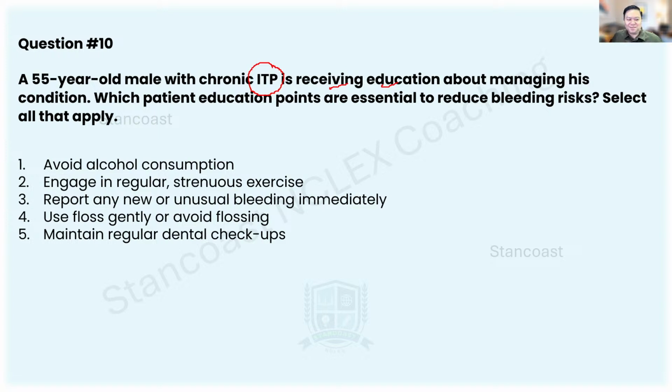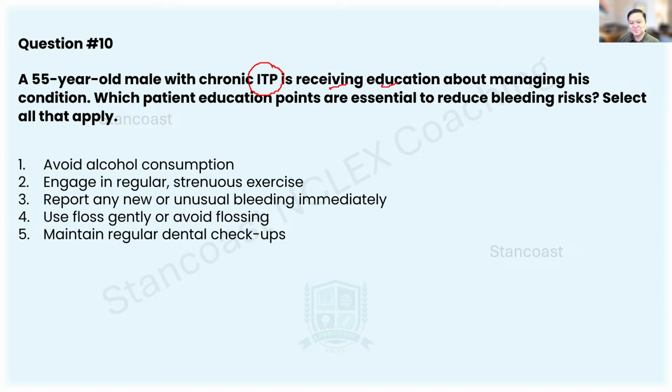Okay, number 10. A 55-year-old male with chronic ITP is receiving education about managing his condition. Which patient education points are essential to reduce the bleeding risk? Select all that apply.